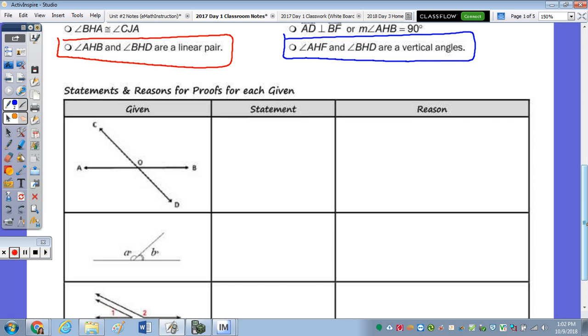The first row. Anytime two lines intersect, you have vertical angles. So I'm going to put some numbers in here. 1, 2, 3, and 4. Anytime two lines intersect, you can then conclude that vertical angles are congruent.